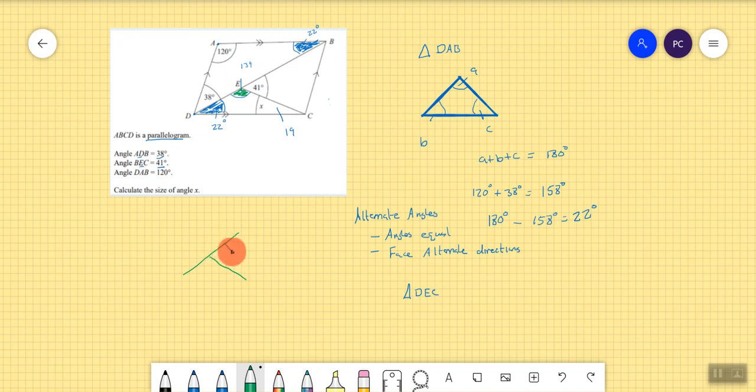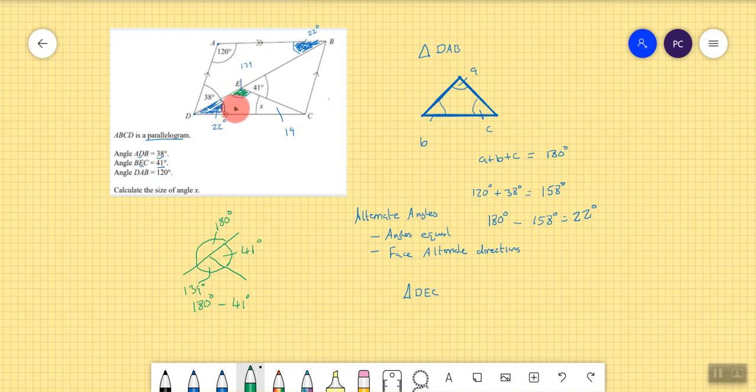They tell us that this angle here is 41 degrees. The whole thing has to be 180 because it's a straight line angle. So to work out this angle, we take 180, because it's a straight line, minus 41 degrees. 180 minus 41 is equal to 139. So this angle in here is 139 degrees.